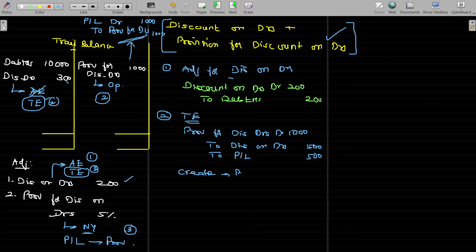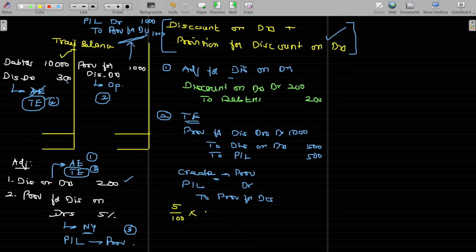Provision for discount on debtors for the next year. The entry being P&L account debit to provision for discount on debtors. 5%. 5% on what? Debtors. What is the balance of debtors?